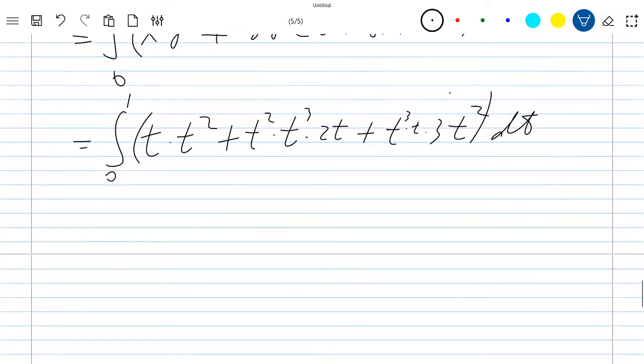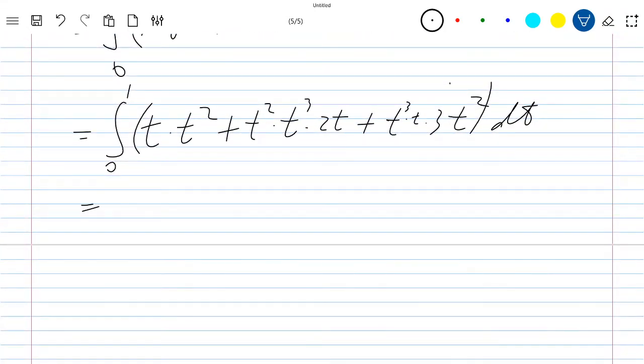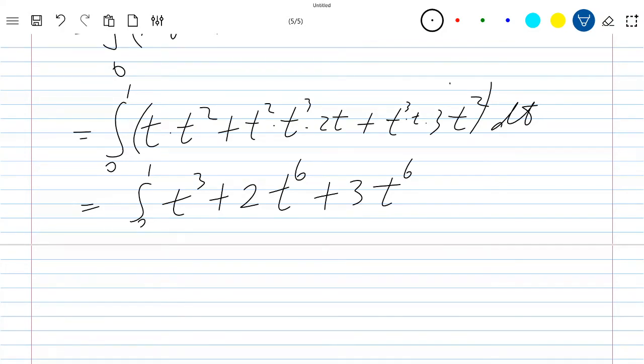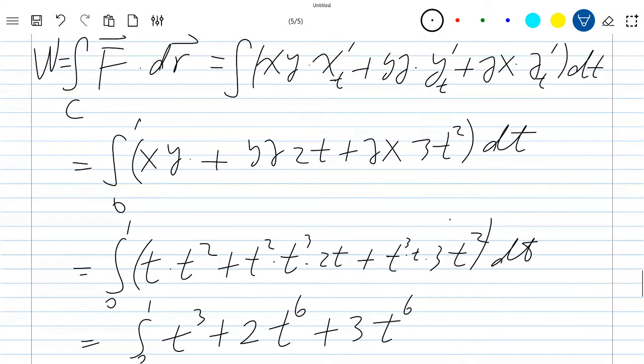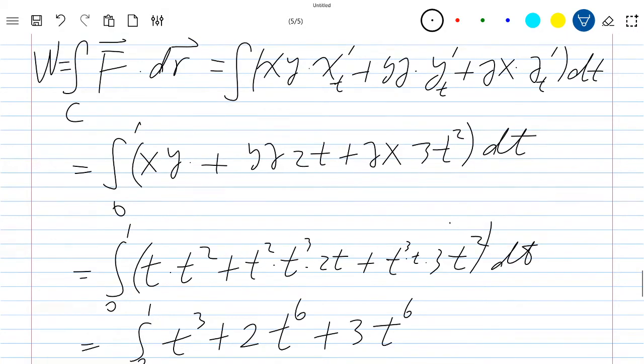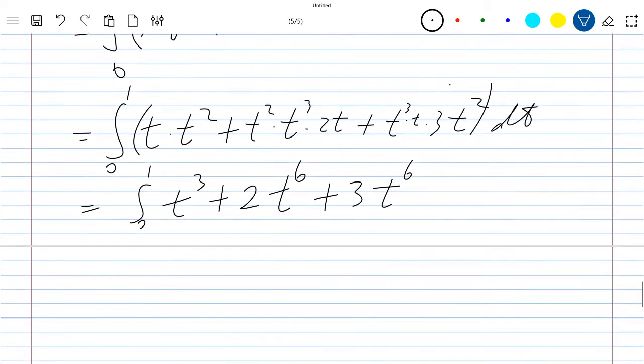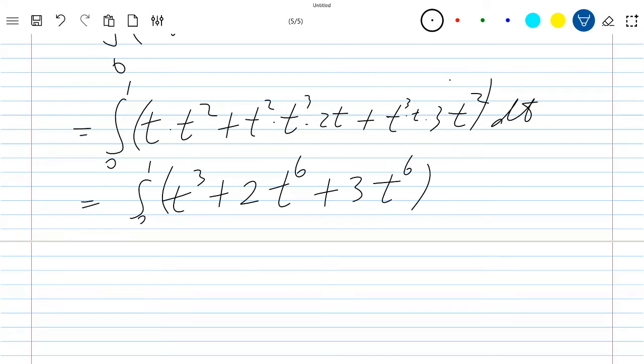Alright, so what do you have? t cubed plus, this is 2t to the 6, plus this is 3t to the 6. Right? Let me see if it's correct. Yeah, it looks correct. yz times y prime, and so that's the integral.